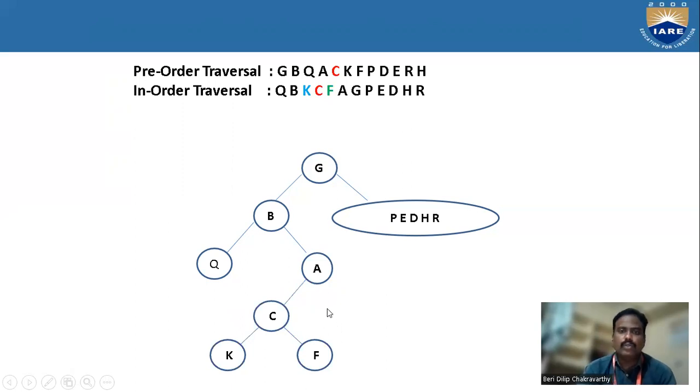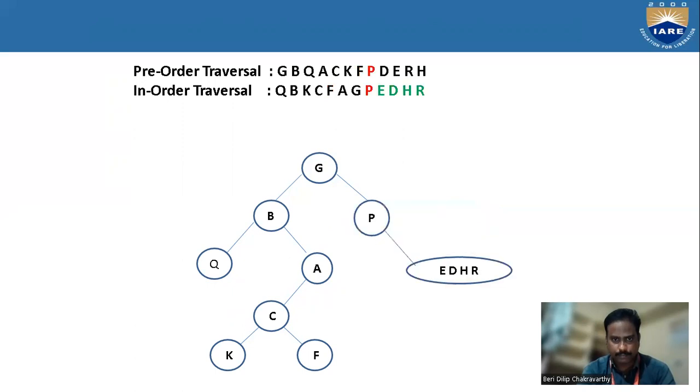Okay. So similarly for PDHR, already we have seen. So among this, P comes first, and EDHR are next to that. Okay, among this, P is the root, EDHR is the right side. You'll be getting like this. Okay, for P, the right is EDHR.